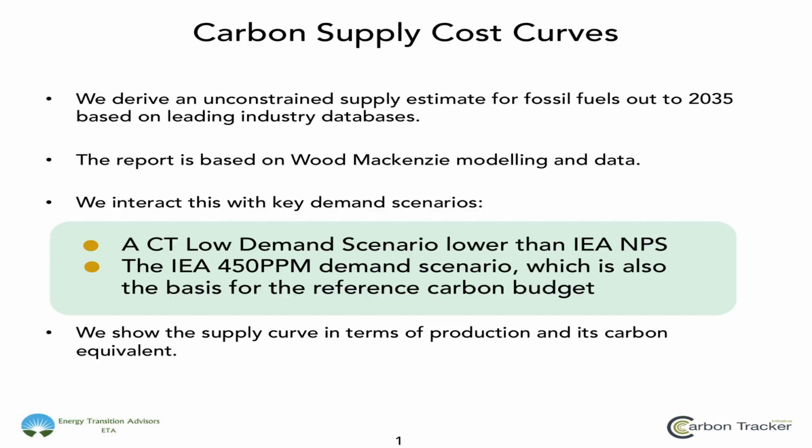For the IEA 450 parts per million demand scenario, we also use a reference carbon budget based on current shares of fossil fuels in the energy mix. These two combined give us a feeling for a sustainable demand to achieve a 2-degree outcome. We show the supply curve in terms of production, how many barrels of oil, BCM, and so on, but we also show its carbon equivalent, how much that production produces in terms of gigatons of carbon.